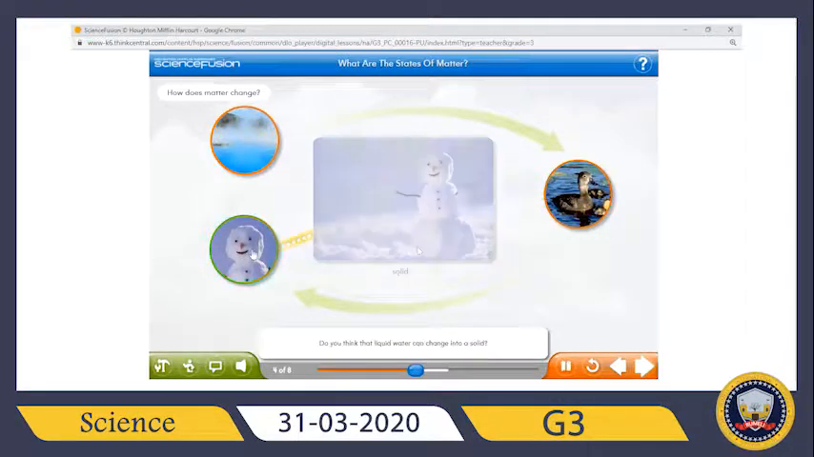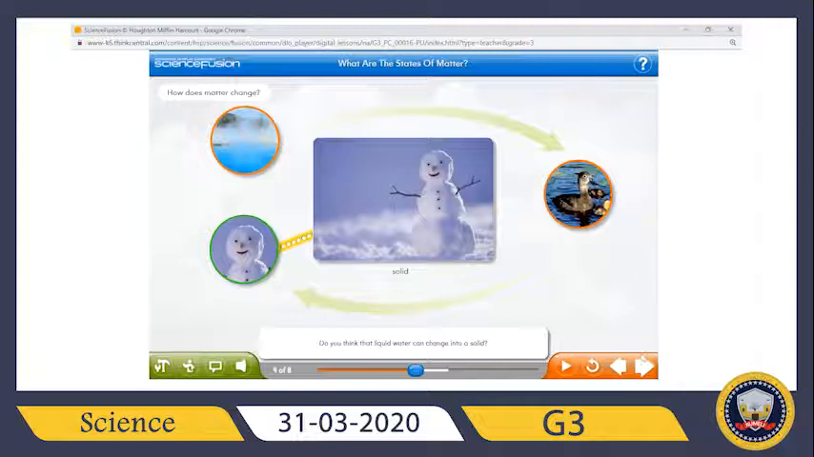Let's check the snowman. Do you think that liquid water can change into a solid? Do you think so when you check the picture? So if you said yes, you're right. Water freezes when it cools down to 0 degrees Celsius. As ice warms up, it melts at 0 degrees Celsius and becomes water.